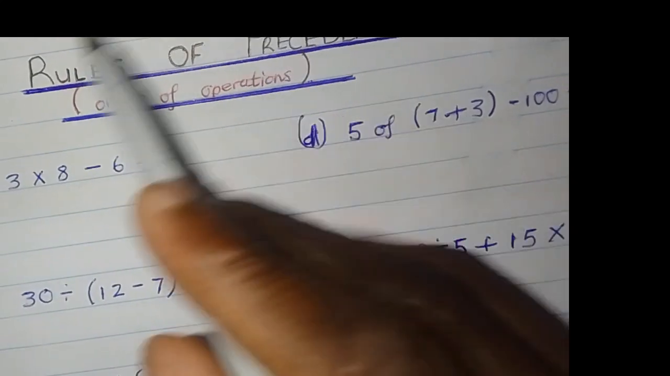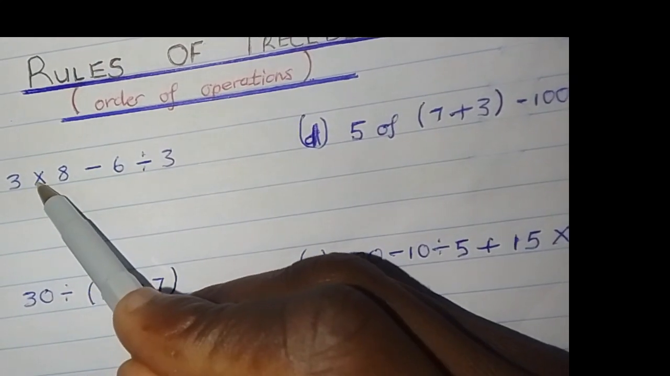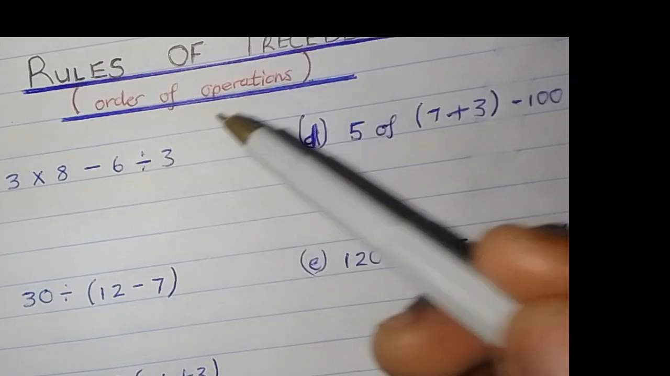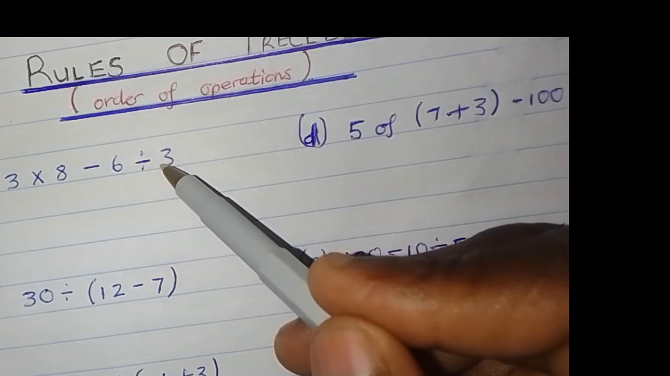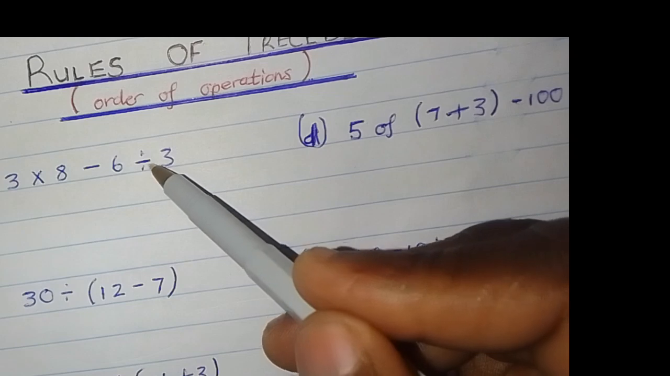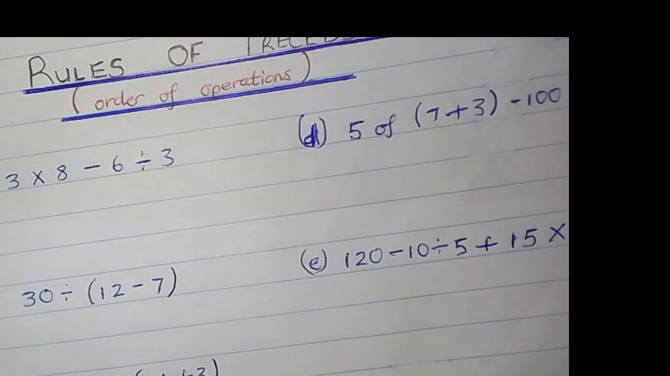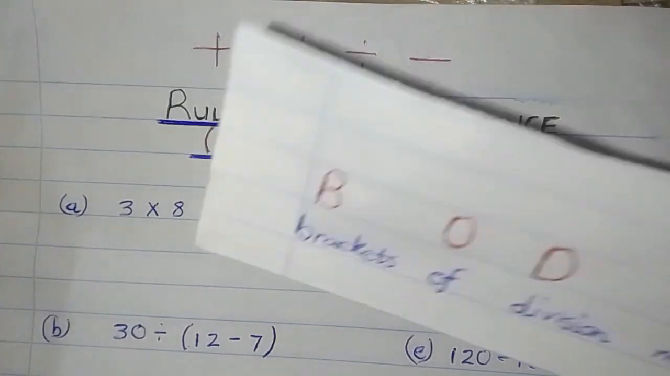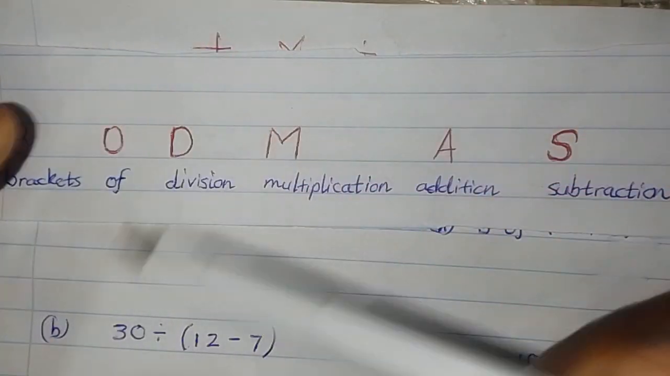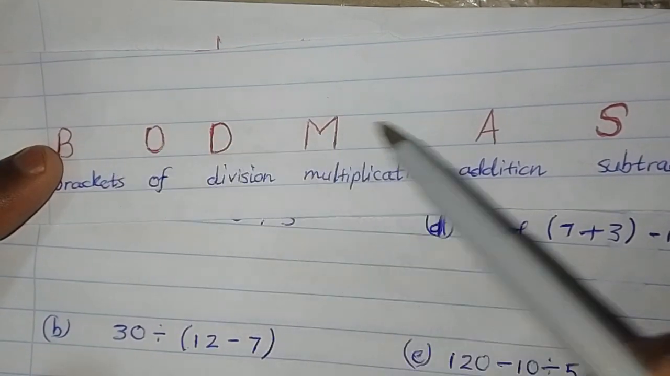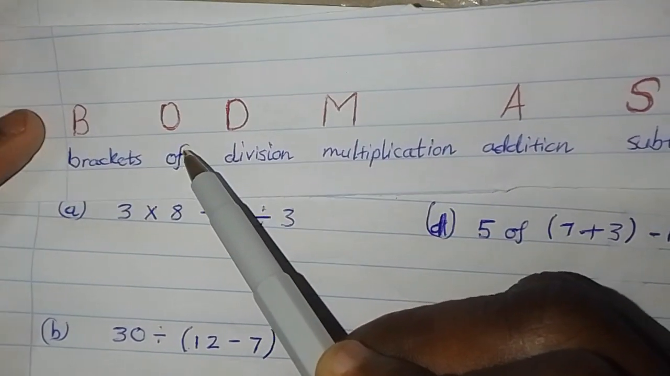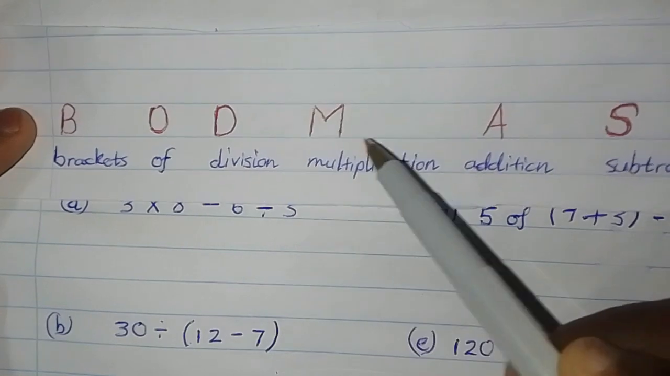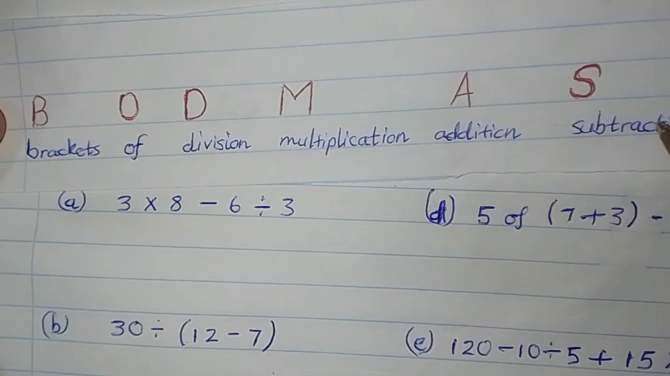For example, let's look at part A. We have multiplication, subtraction, and also division. So now we are faced with a challenge of deciding which of these operations to deal with first. But there's no need to worry, because we have this mnemonic, BODMAS. What does this mnemonic mean? It means brackets, of, division, multiplication, addition, and subtraction.